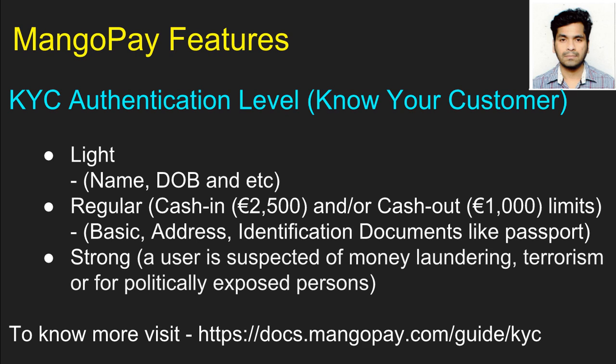When you reach this limit of cash in £2,500 and cash out £1,000, then you are called a regular user. You need to provide the light user details plus address and some identification documents like a passport. The third type of KYC authentication level is called strong. If a user is suspected of money laundering, terrorism, or is a politically exposed person, then he needs to provide strong authentication by providing various documents.